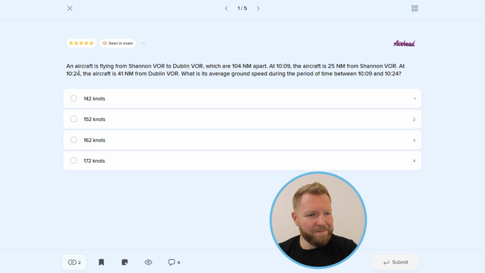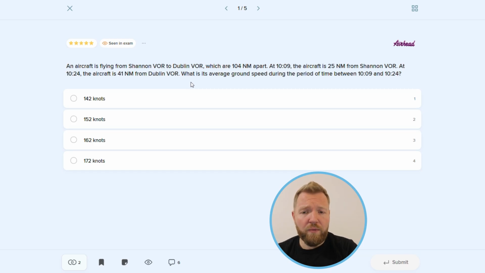So question number 1. An aircraft is flying from Channel VOR to Dublin VOR, which are 104 nautical miles apart. At 10:09, the aircraft is 25 nautical miles from Channel VOR. At 10:24, the aircraft is 41 nautical miles from Dublin VOR. What is its average ground speed during the period of time between 10:09 and 10:24? 142 knots, 152 knots, 162 knots, or 172 knots.